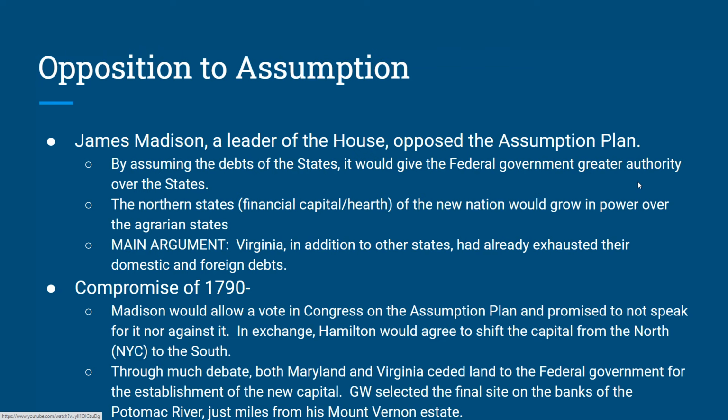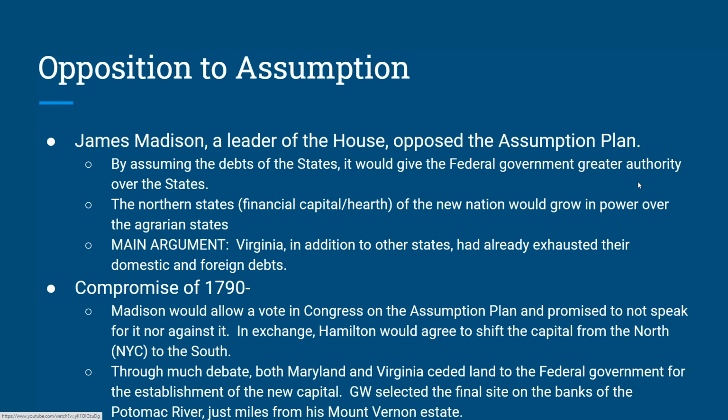Your assumption plan is essentially dead on arrival. So what happens next is, of course, Hamilton is beside himself and he's depressed about this. And they have a compromise. They actually have a dinner. Madison and Hamilton get together over dinner at Jefferson's place. Jefferson hosts a dinner, and over dinner, they worked out a compromise.